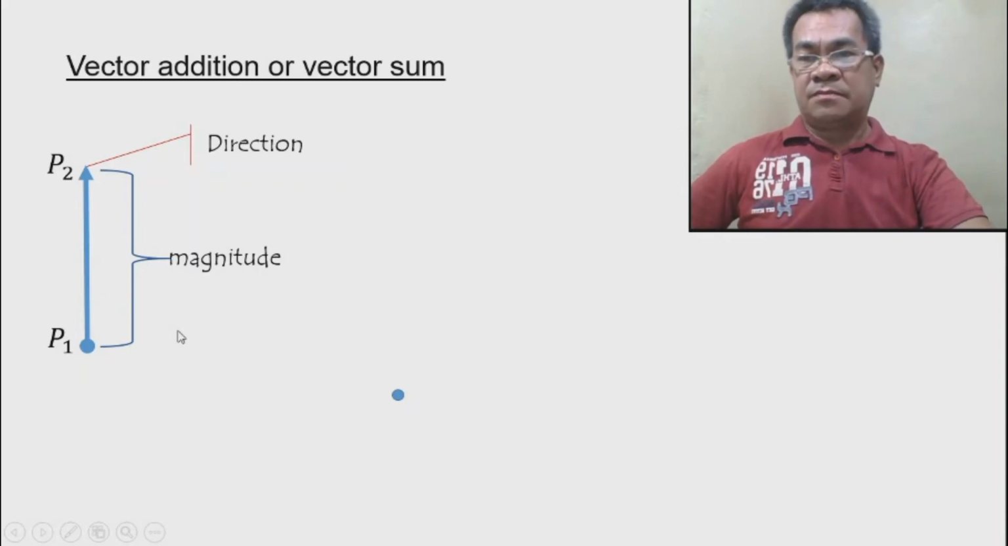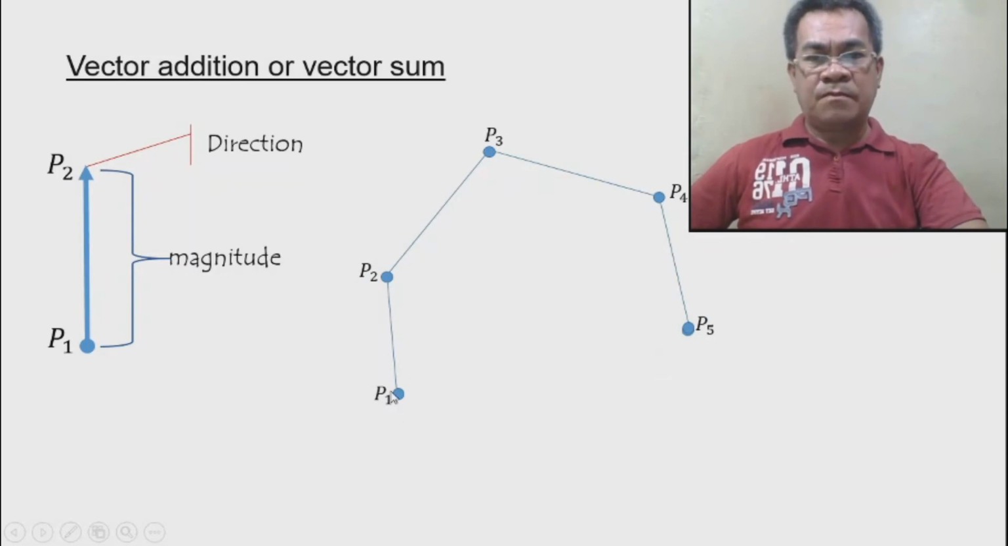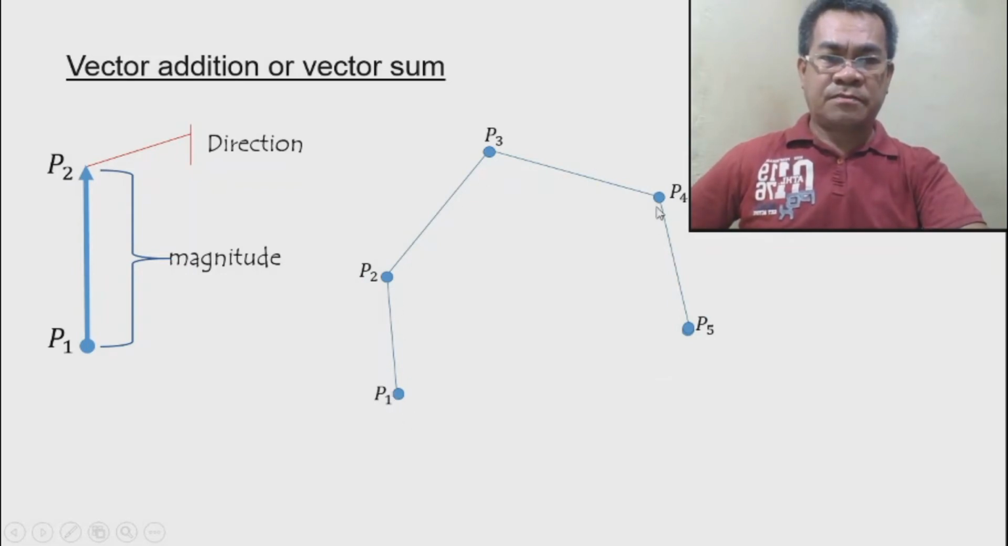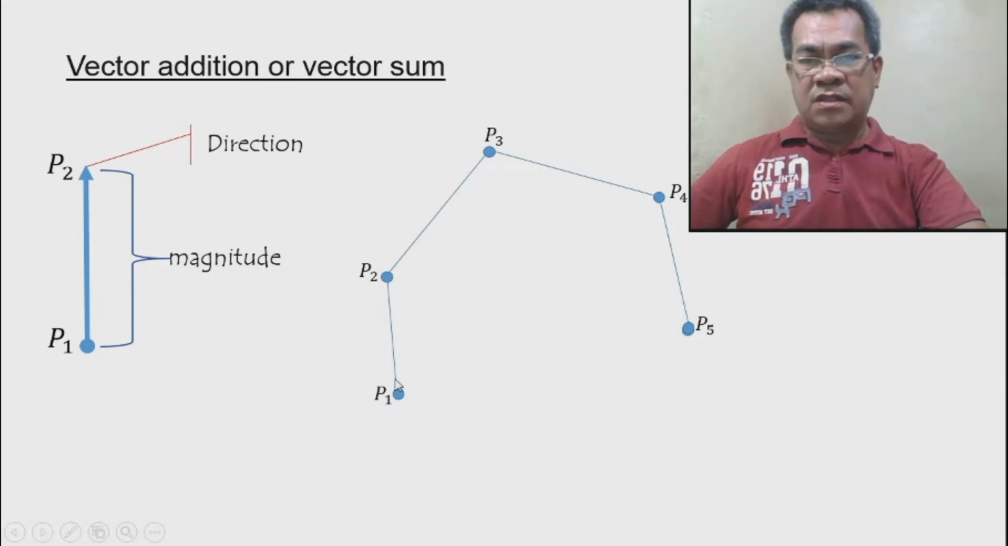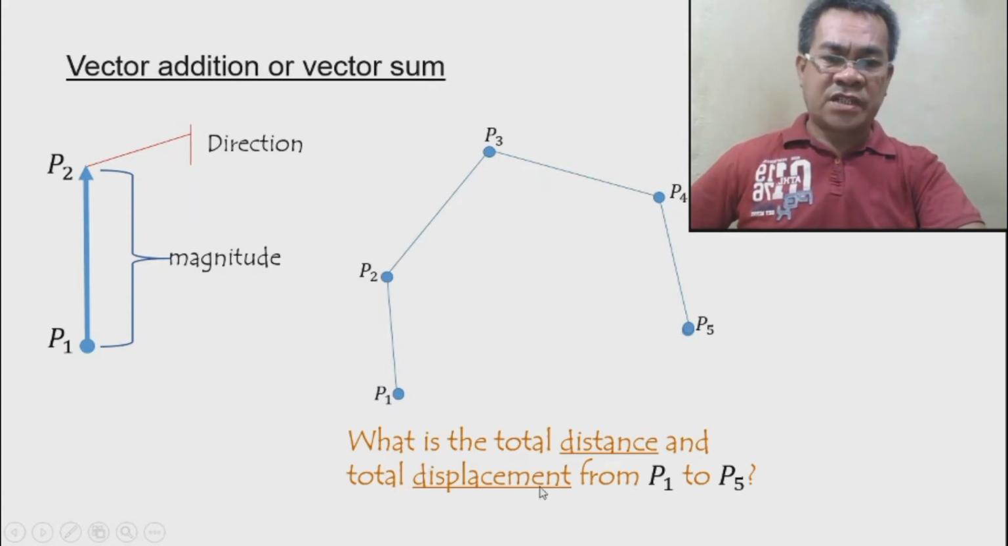Okay? So suppose I have this point. Sometimes there's a problem. Okay, we start at this point. Then the particle was displaced to this point, then moved to this point, then stopped at that point. So there are 5 points, the locations of the particle while traveling from 1 to 5. So it arrives at point 2, point 3, point 4, point 5. Okay. So the question is, what is the total distance and the total displacement? This is a very important question.